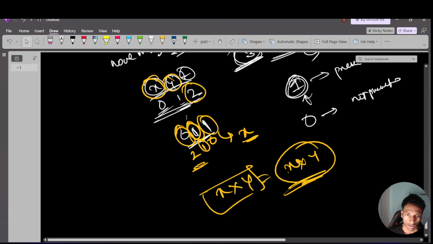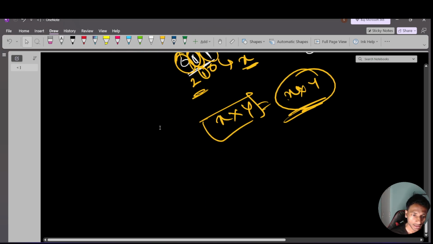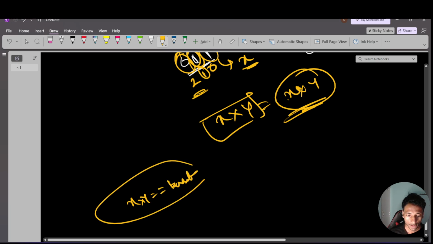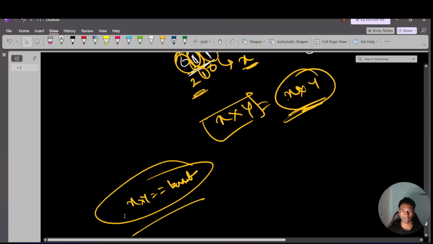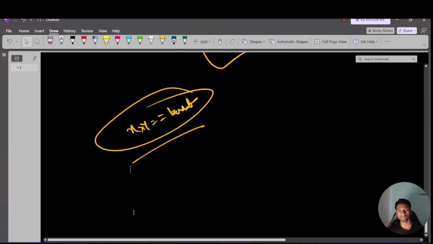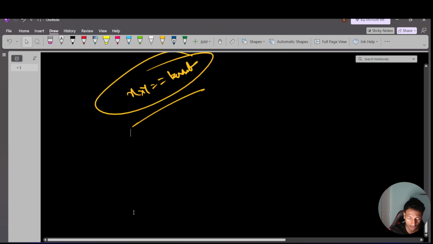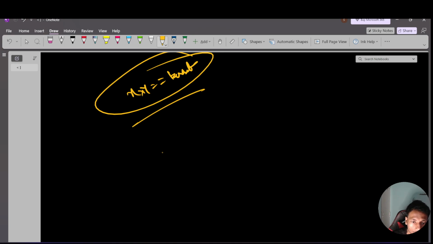This is clear. Now I have to check whether x into y is equal to the target or not. If it is the target, that means this is our answer, so I'll return from here. Else I have to go to the next possible subset. So what numbers can I actually generate? Suppose there are 3 numbers, how many possible subsets are possible?